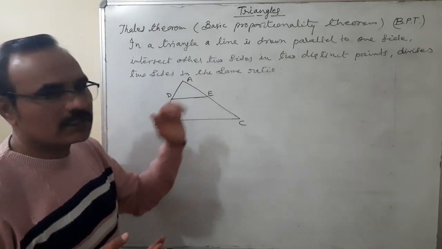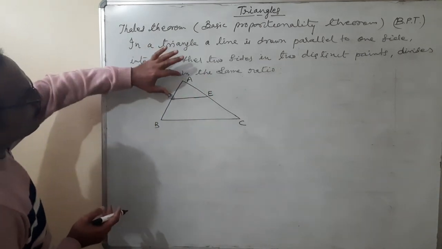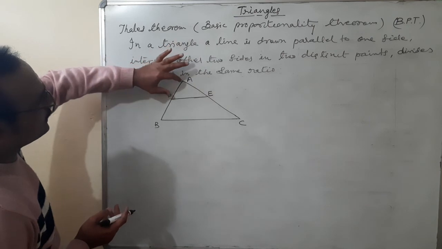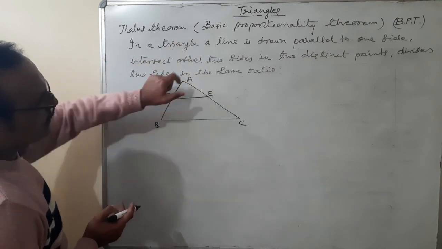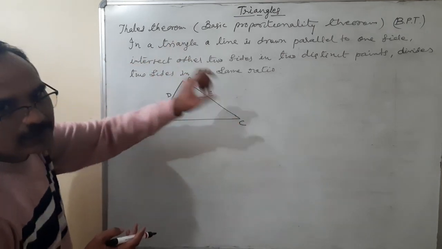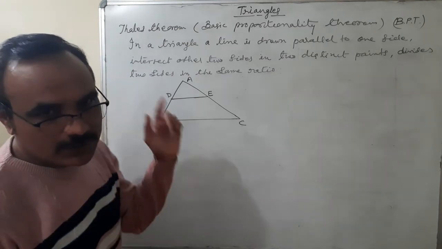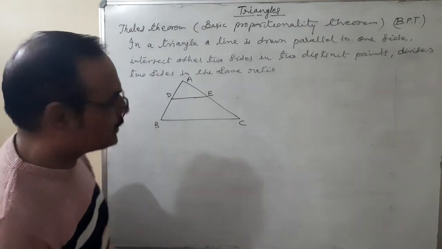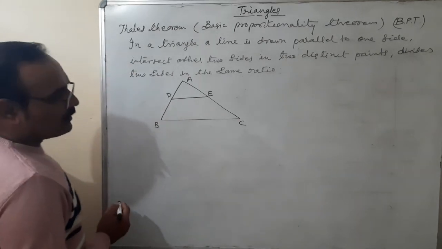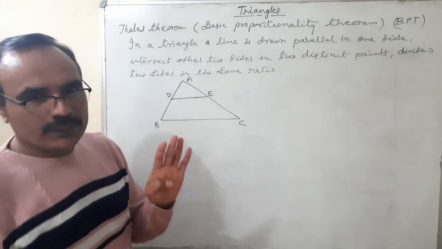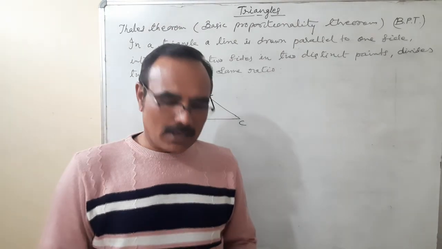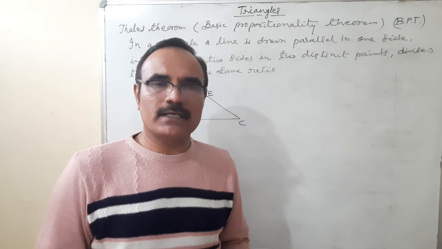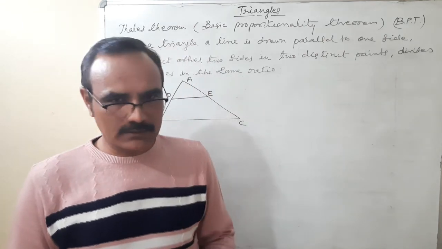It divides two sides in the same ratio. That means we are proving that this line is dividing AD upon DB is equal to AE upon EC. This is the meaning of this statement. I hope you have understood. So the diagram. After the diagram, 4 things. Number 1, given. After that, 2, proof. Third one, construction if required. And 4th is proof.